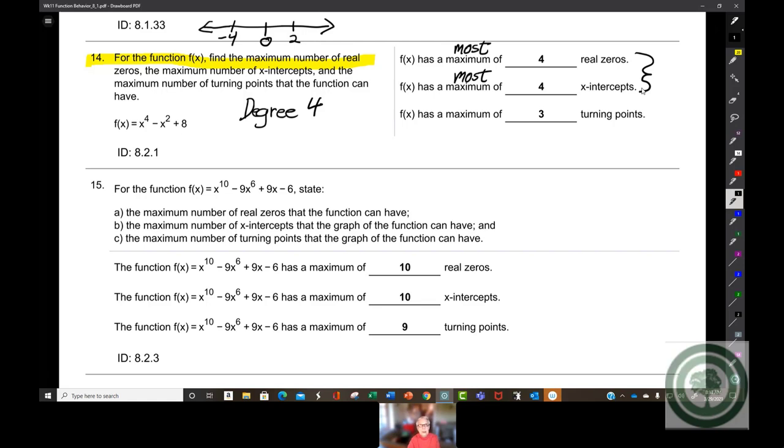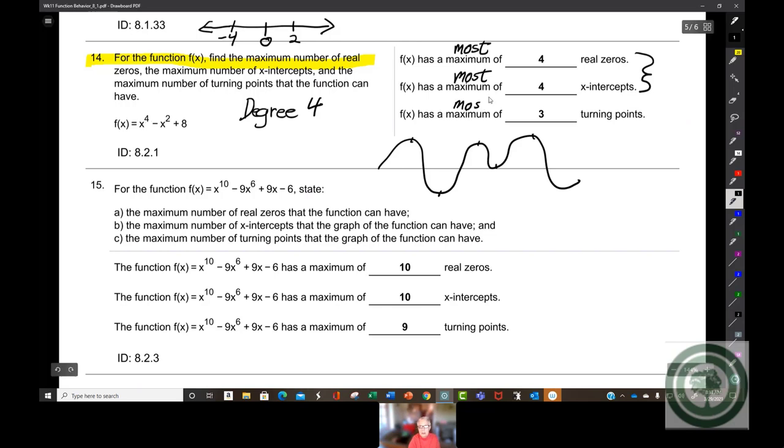On the other hand, what's a turning point? A turning point is one of these, the maxima and minima. The maximum points and minimum points, or if you prefer, the relative maximum points and the relative minimum points. We talked about those last time. Well, the most turning points that this can have is 1 less than the degree.